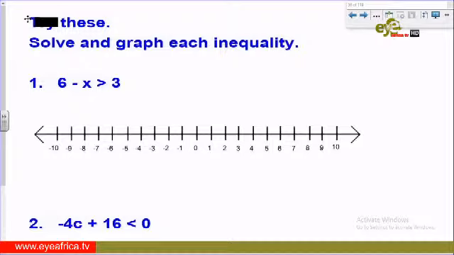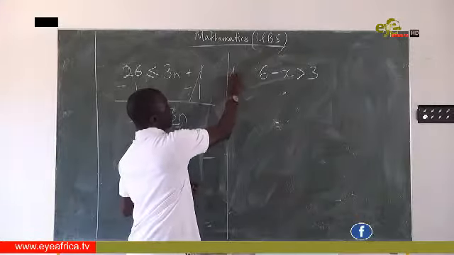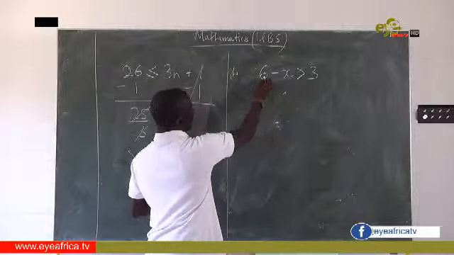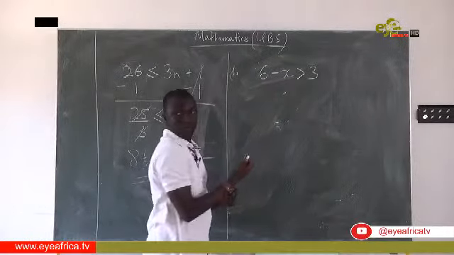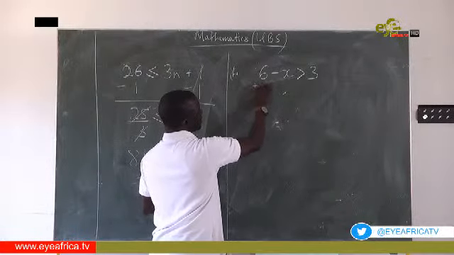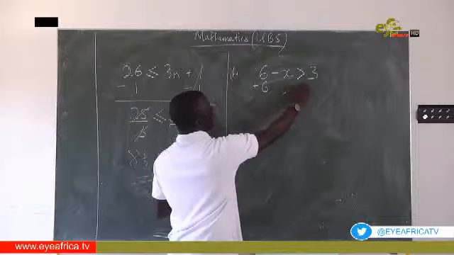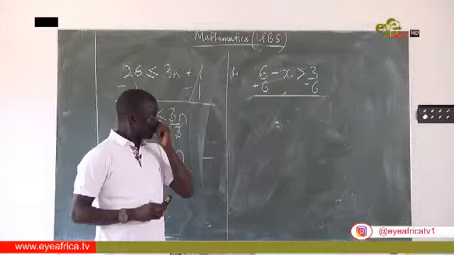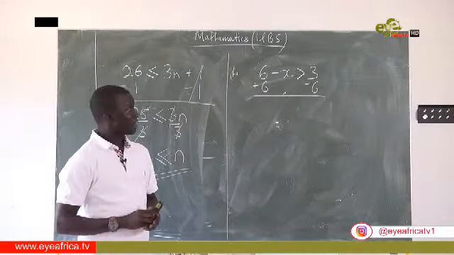The first one we have is 6 minus x is greater than 3. The question says, let us solve this, then after solving, we also plot it on our number line. In trying to solve this, we want the x to be alone because it is a variable. So we are going to subtract 6 from here because this is a positive 6, and we therefore subtract 6 from the other side. Remember, as the rule of equations, whatever you do on the left, you must do on the right as well.